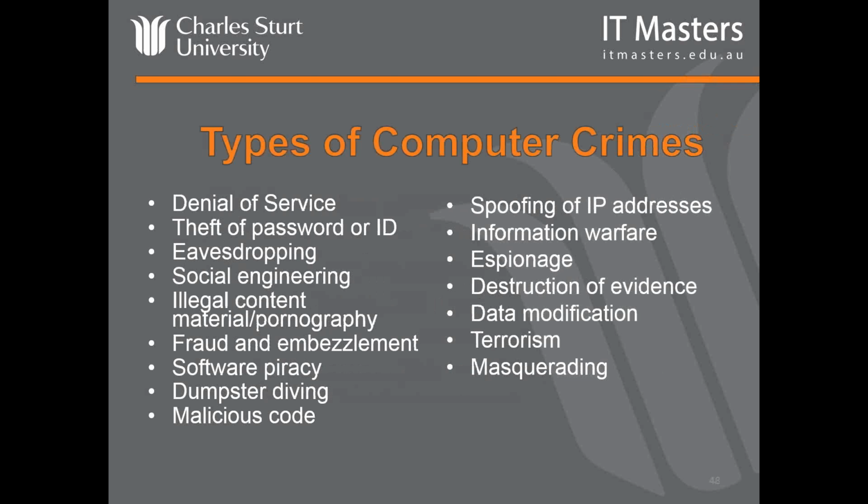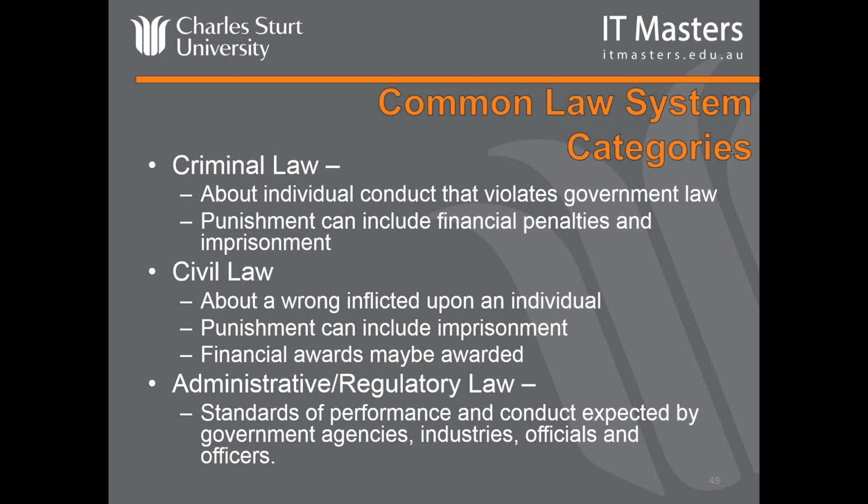Okay, types of computer crimes, things you need to think about. Denial of service, breaking someone's whatever so they can't get in. Theft, eavesdropping, social engineering, illegal content, material pornography, child porn, all that stuff. Fraud, embezzlement, software piracy, dumpster diving, malicious code, spoofing IP addresses, information warfare, espionage, destruction of evidence, data modification, terrorism, and masquerading. All of these things are types of crimes.